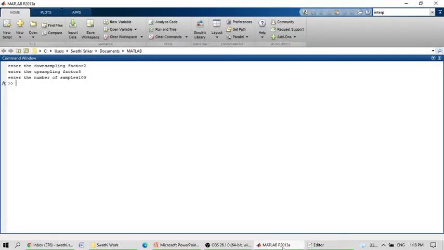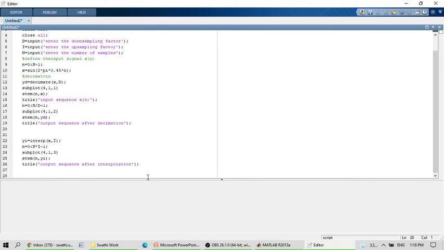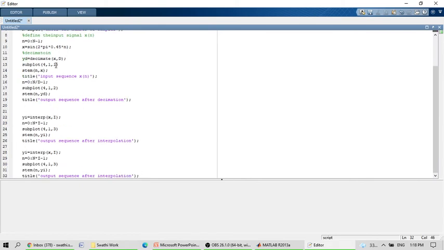And similarly you can change the sampling rate by a factor of I by D also. Previously you changed the sampling rate by a factor of D, here by a factor of I. Similarly, you can change the number of samples by some factor. For example, previously I have given D equals 2, I equals 3. So you can change the sampling rate by 3 by 2, nothing but 1.5. 1.5 into 100, nothing but 150. Let us observe the output.